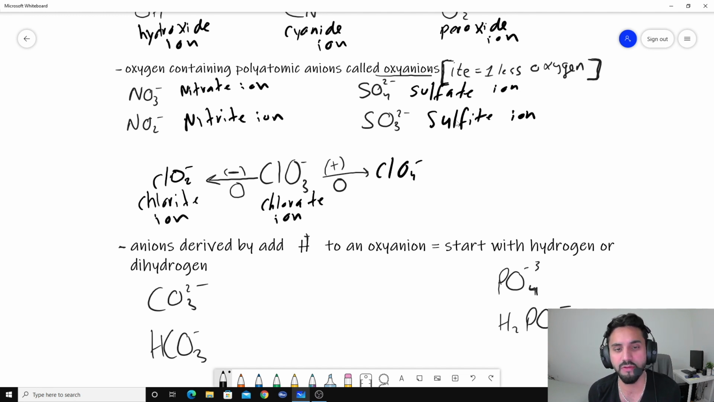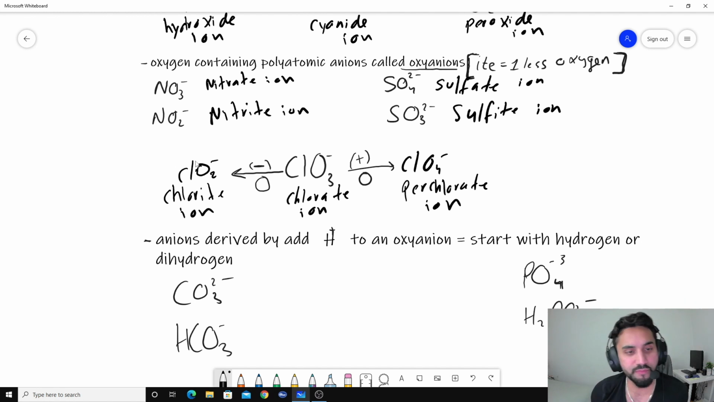Whenever we add another oxygen, we add a prefix per, so per goes here, it says perchlorate ion, so ClO4 minus. So we added one extra oxygen, keeping the charge same. This becomes perchlorate ion.